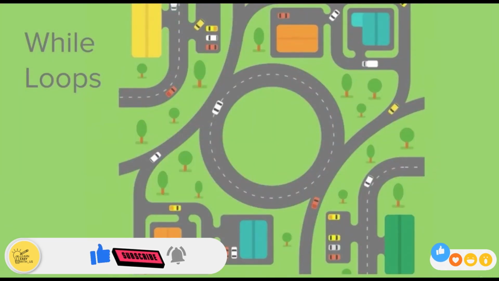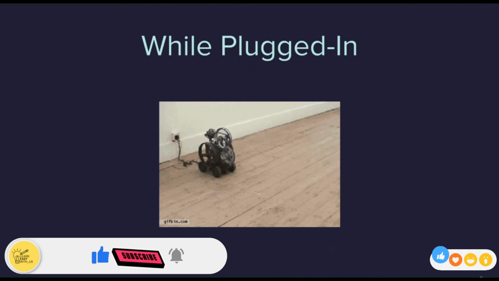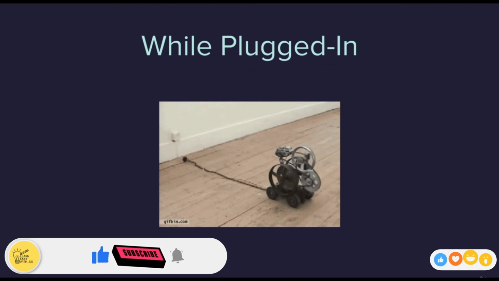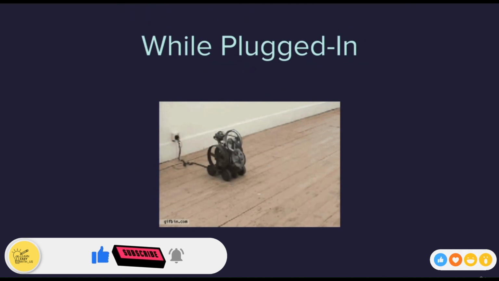Alright guys, in this lesson I want to talk about the while loop, the loop that will continue going while a particular condition is true. This is a really simple version of a robot that's using a while loop. So in this case, the instruction would be while you are plugged into the wall and you have electricity, move forwards. So this is what happens. It will stop once it pulls the socket out of the wall and it stops receiving electricity.